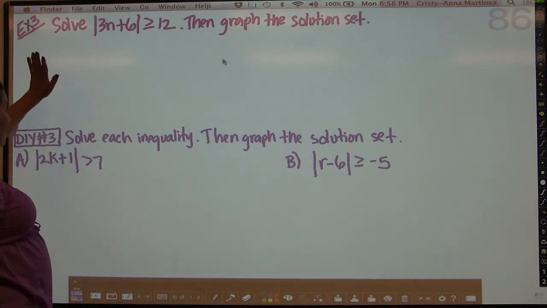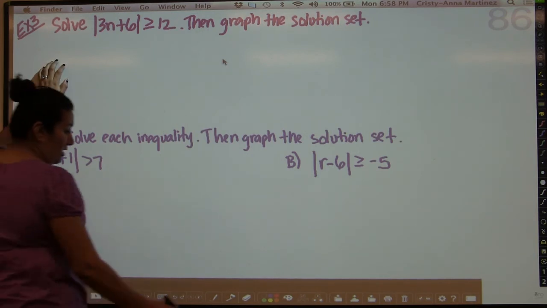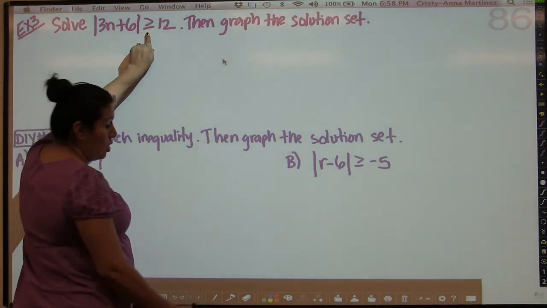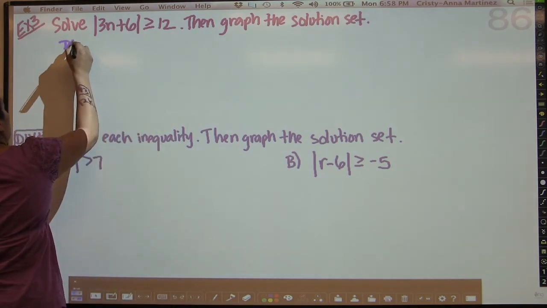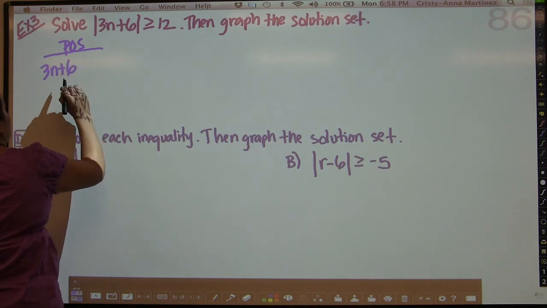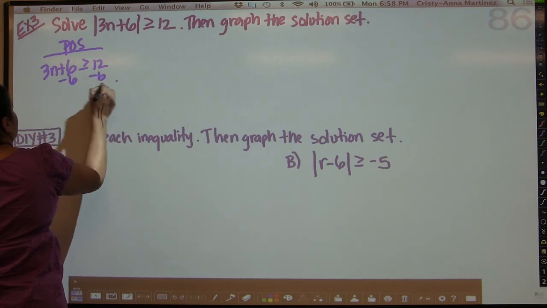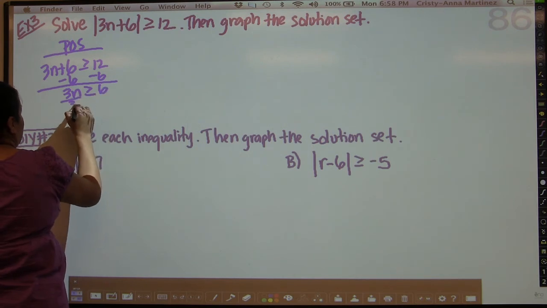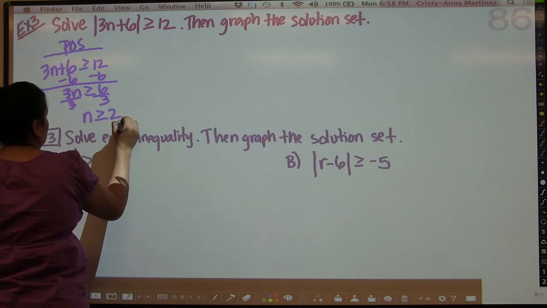So it says solve the absolute value of 3n plus 6 greater than or equal to 12, then graph the solution to that. So the only thing that's going to happen here is that this is a greater than, and when you have a greater than with absolute value, it's always going to be an OR case. So I'll show you how that's going to pan out. Positive means you take the expression inside the bars, 3n plus 6 greater than or equal to 12. So we subtract 6, get 3n greater than or equal to 12 minus 6, which is 6. Divide by 3, that's a positive number, so no flipping symbols. And n is greater than or equal to 2.